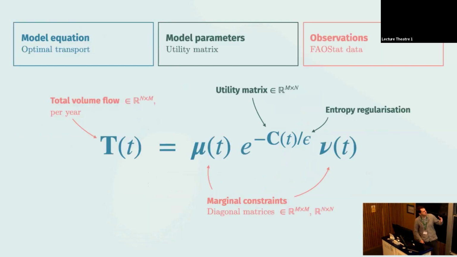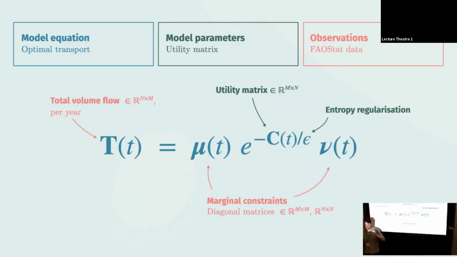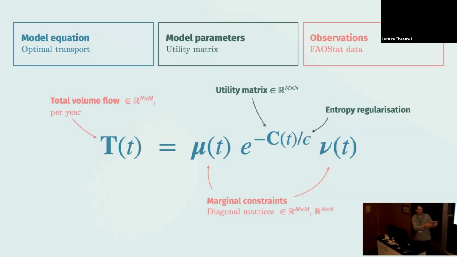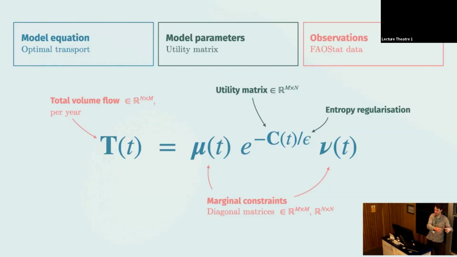But basically, we want to understand this total volume flow as a function of time. And we want to model it using some kind of utility matrix. So the C is a utility matrix, a cost matrix that models the costs, but in an abstract way. When I talk about costs, I'm not talking about transport costs. I'm talking about more of a utility, trade barriers. It's an abstract measure of how useful or efficient it is to transport a certain quantity of material from one country to another. And then we have these marginal constraints that are basically just modeling supply and demand.